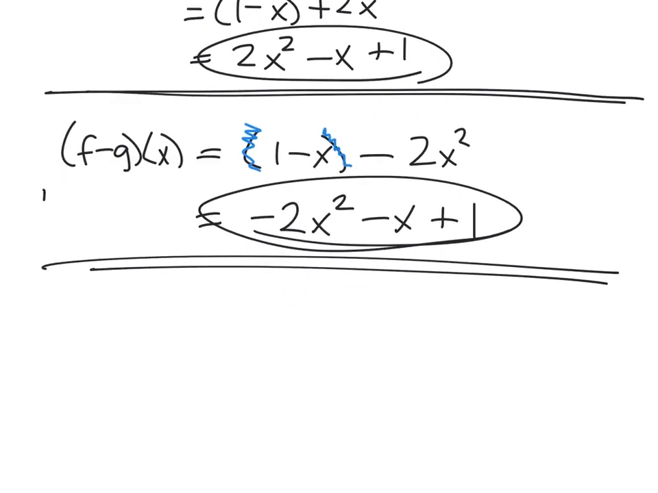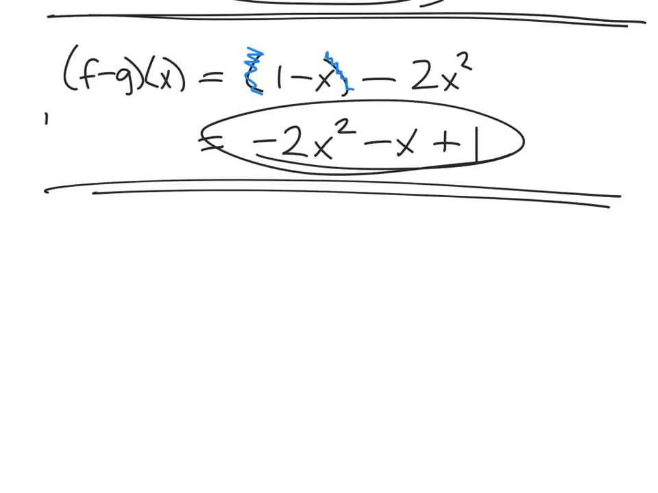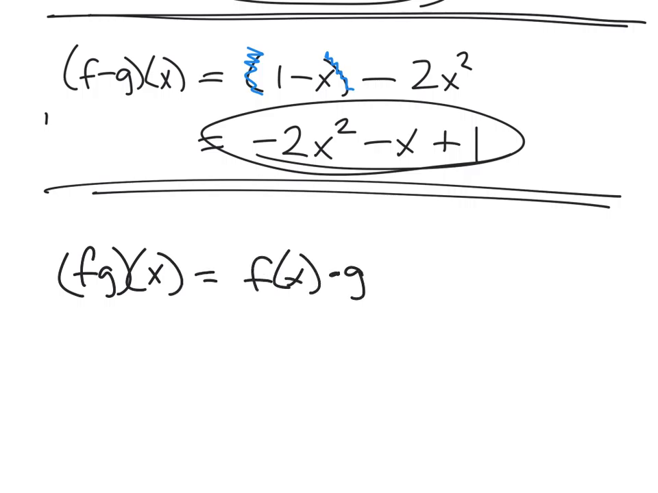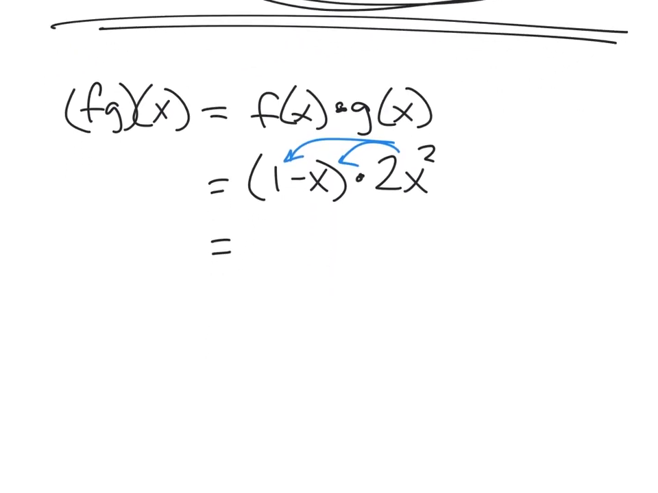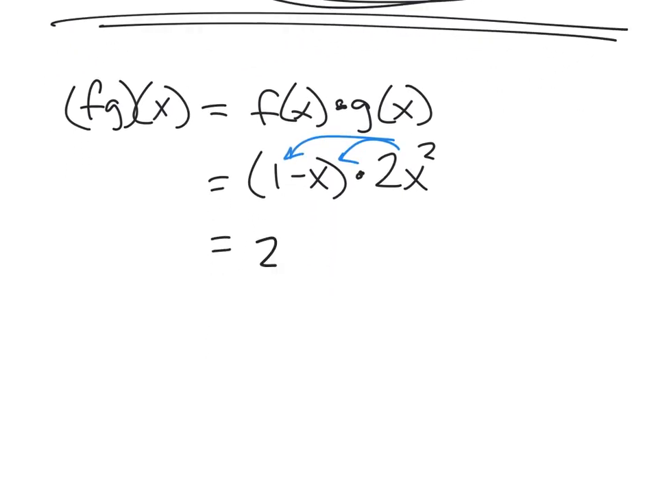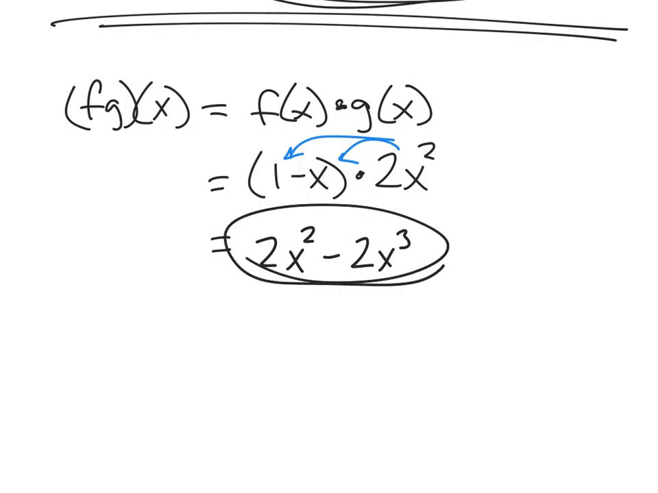And now we're going to multiply. So that becomes fg of x. So that's the same thing as f of x times g of x. So f of x is 1 minus x times g of x, 2x squared. So we've got to simplify that. So simplifying, we're going to use the distributive property. So you end up with 2x squared minus 2x cubed, and you are done.